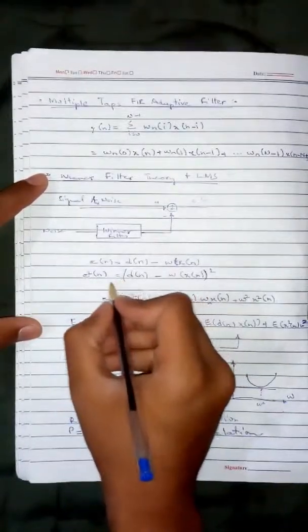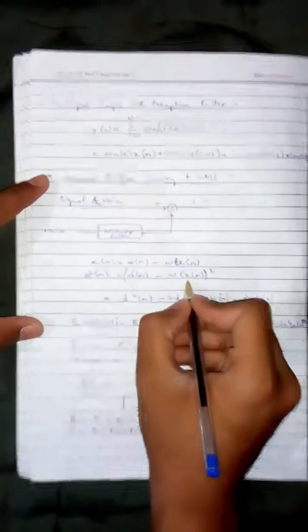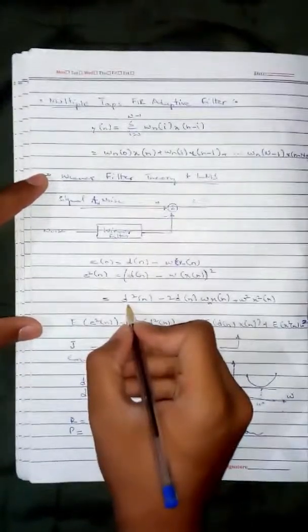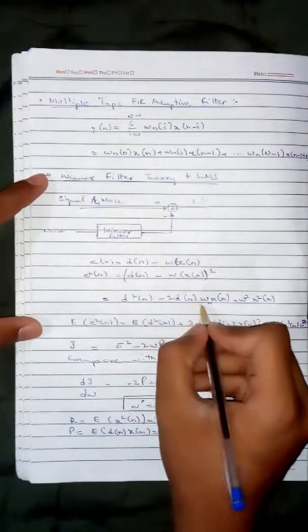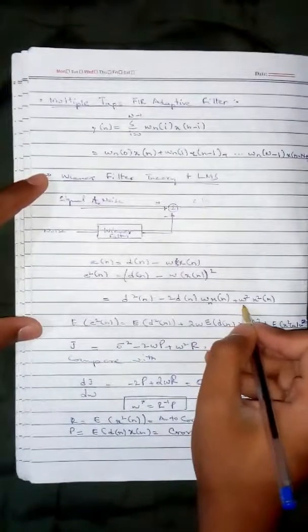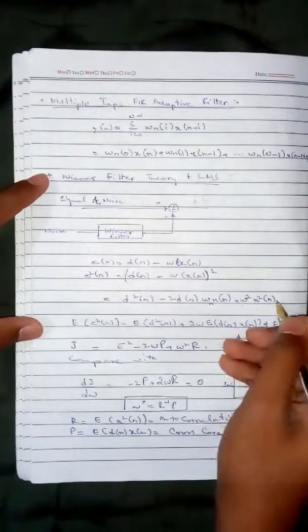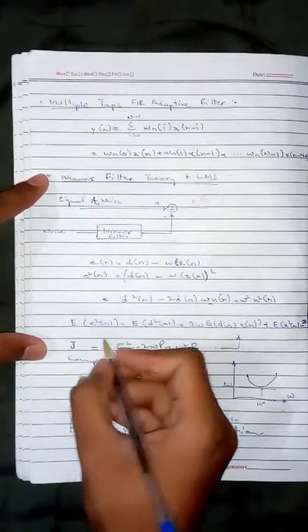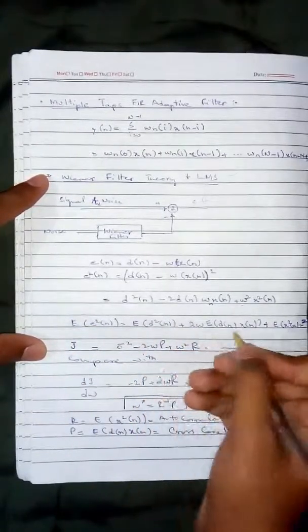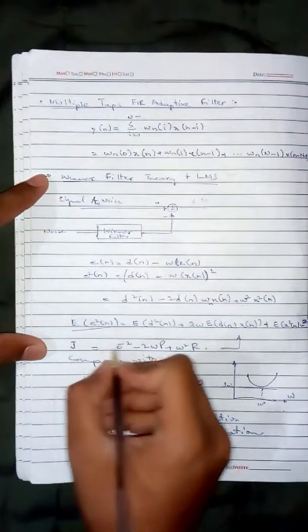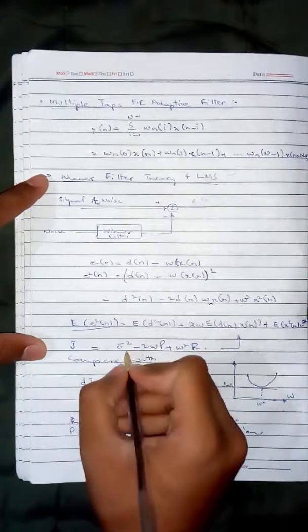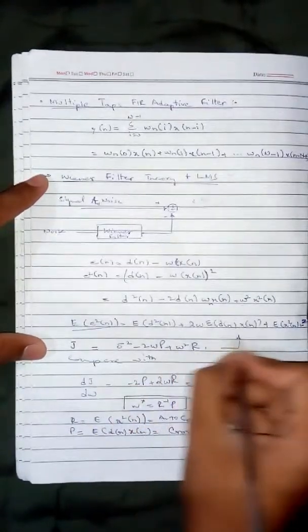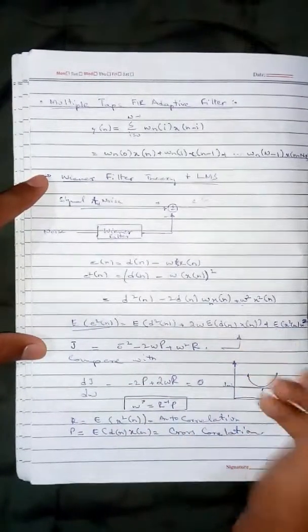We take the square to get d of n minus omega of x of n whole square. Open the square, we get d square of n minus 2 d of n omega of n into x of n plus omega square x square of n. We get the expected value by calculating this formula. So we represent this value by j, and the whole value is represented by omega square, and our expected value of d of n into x of n is represented by p, and omega e of.